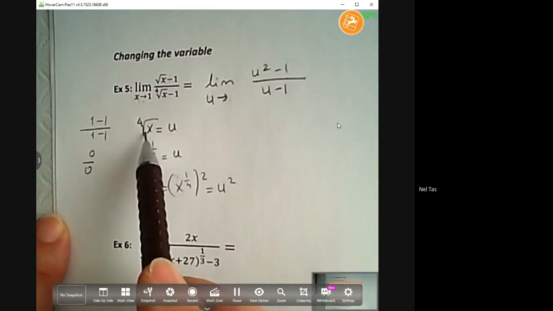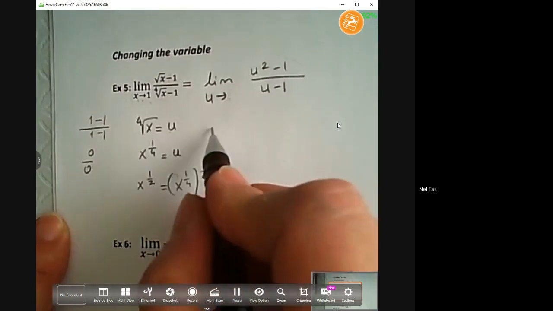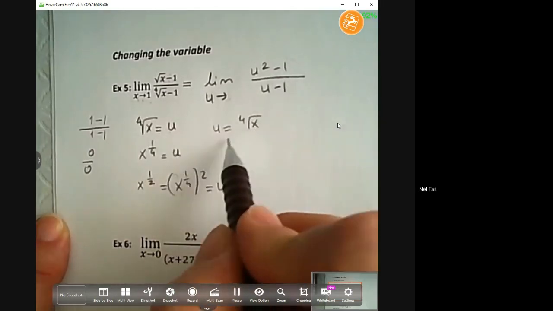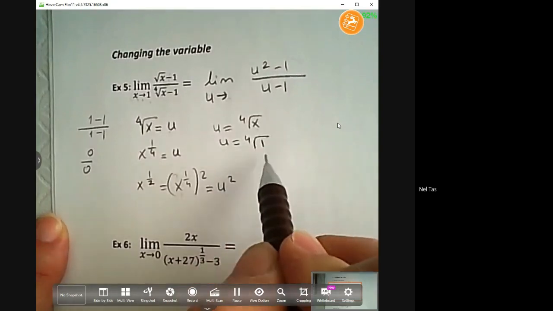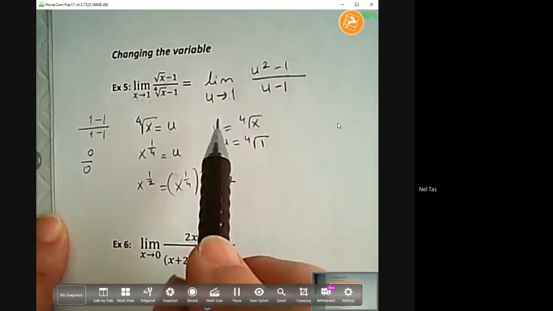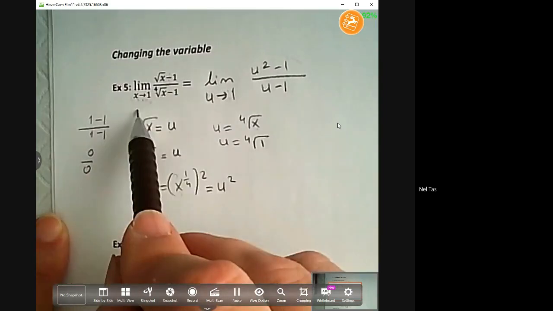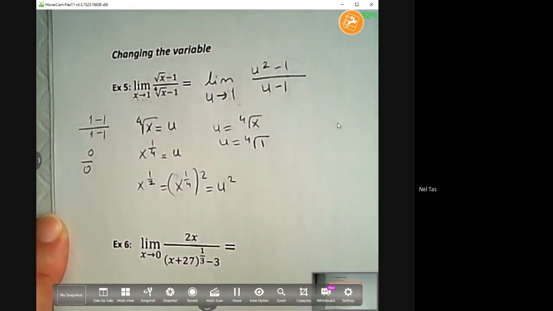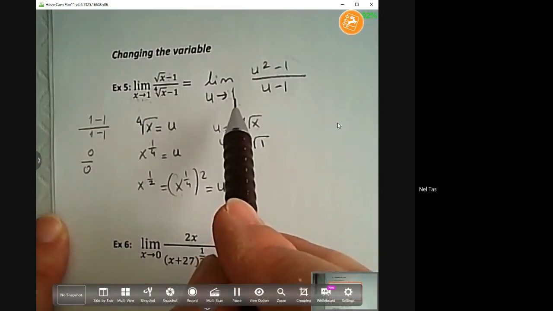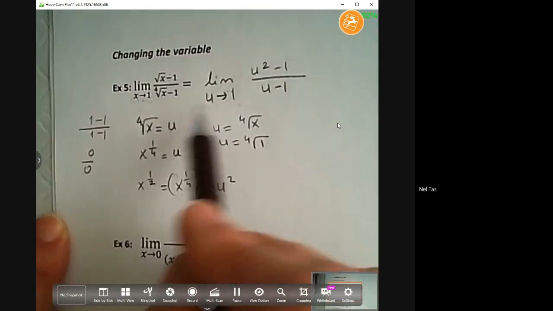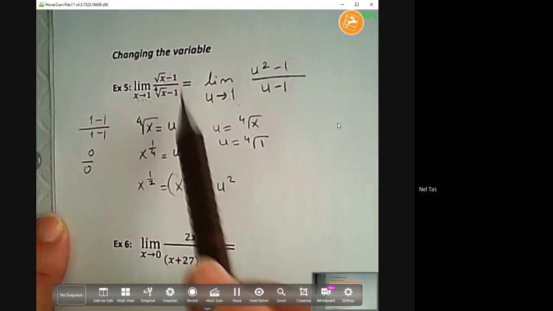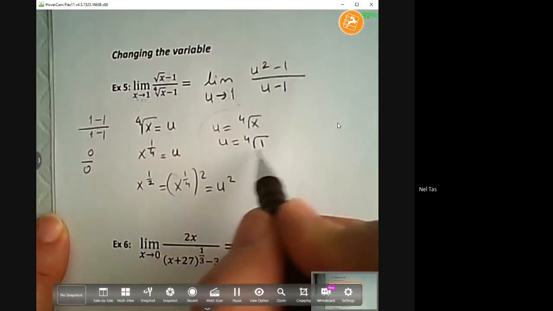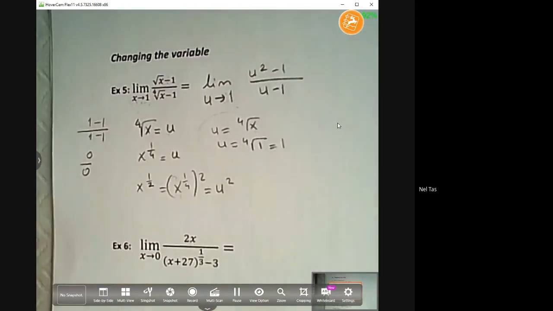So u is the fourth root of x, right? So when x approaches 1, u also approaches 1 in this case, okay? They are not always approaching the same number. In this case, it was just a coincidence that x and u are approaching the same number 1. But for other questions, x may approach something and u may approach something else. You have to calculate it to see what u approaches.